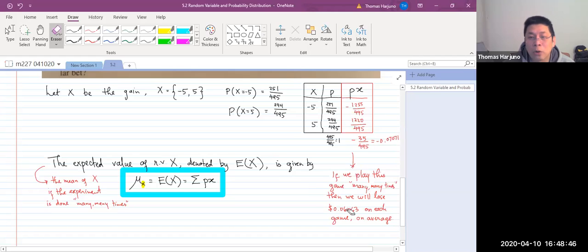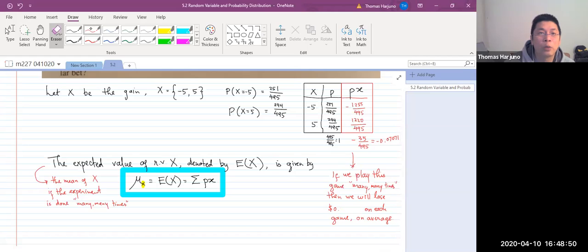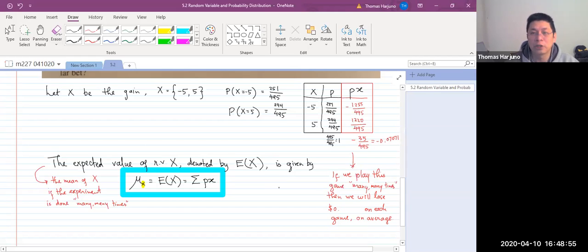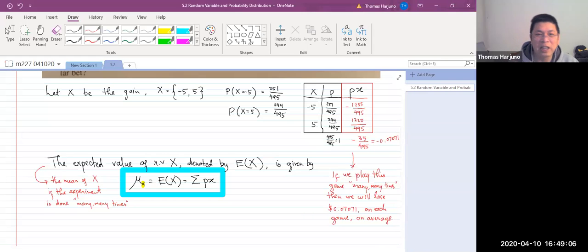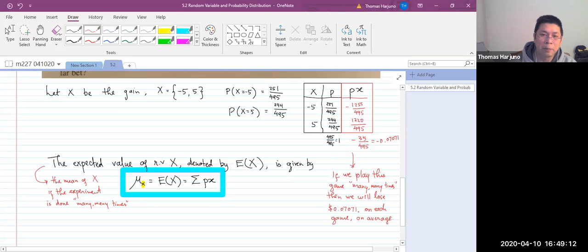Okay, so if we play this game many times, then we expect to lose on average each game 0.07071. Okay, approximately 7 cents every time you play. Now I don't think that's a lot on average, right? The problem is because we think we don't lose a lot on average, then we tend to play a long time.